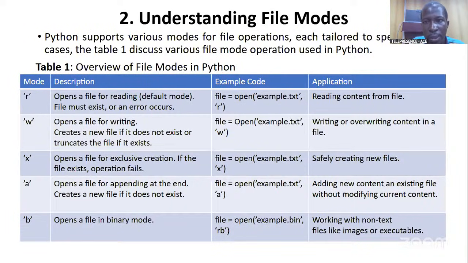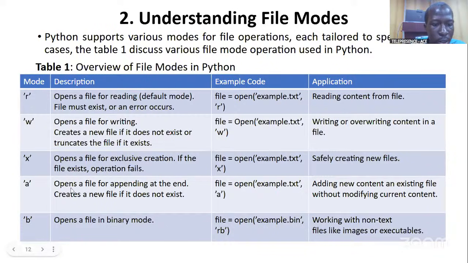The X that is there, what is it used for? X helps you to open a file for exclusive creation. If the file exists, creation fails. So how to do that? If you exclusively want to create a file, but the file you want to create already exists, it will fail because there is no need for creating a new file here. So you open the name, then the type, and then you put that X to say you want to exclusively create a new file. So, safely creating new files.